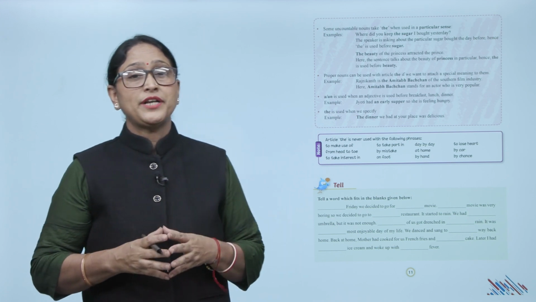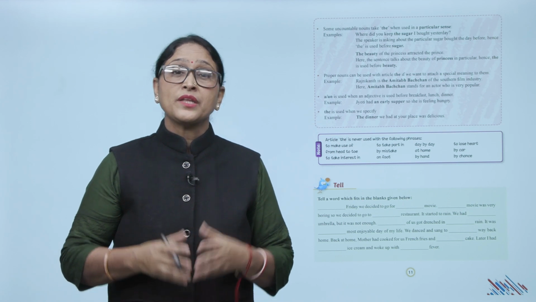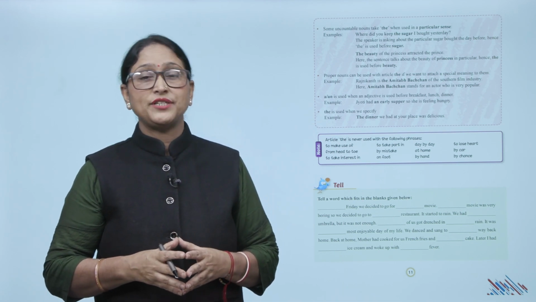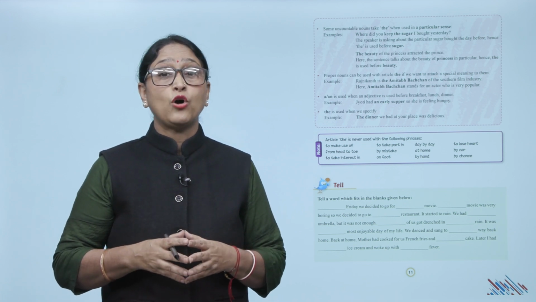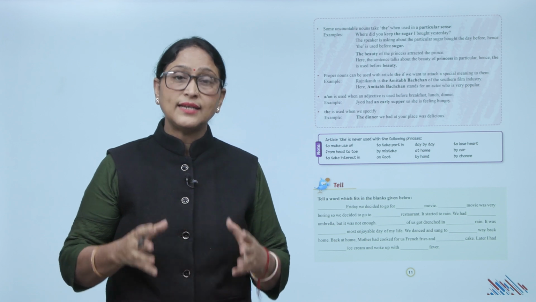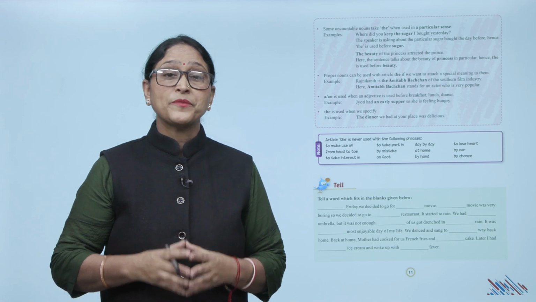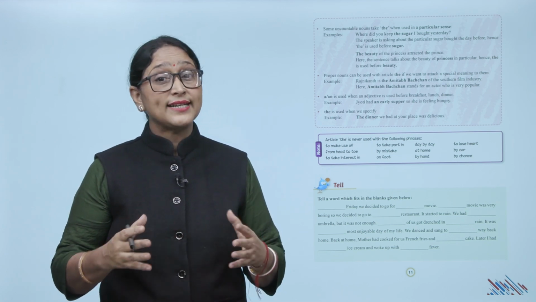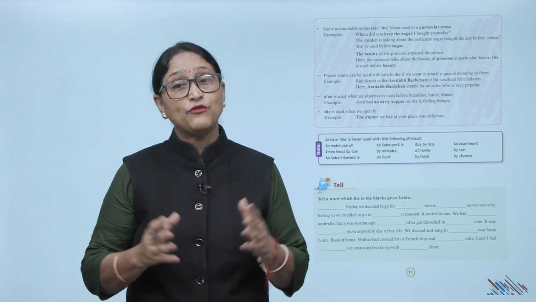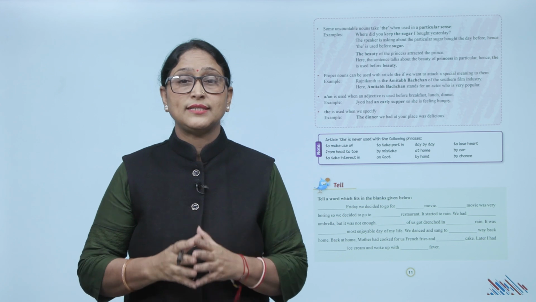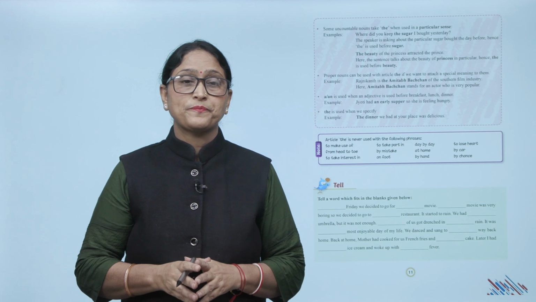Some uncountable nouns take the when used in a particular sense. Examples: where did you keep the sugar I bought yesterday? The speaker is asking about the particular sugar bought the day before. Hence, the is used before sugar. अगर particular है तो the का use करेंगे. The beauty of the princess attracted the prince. Here, the sentence talks about the beauty of the princess in a particular sense. Hence, the is used before beauty.